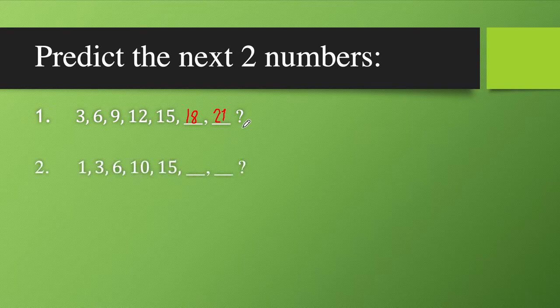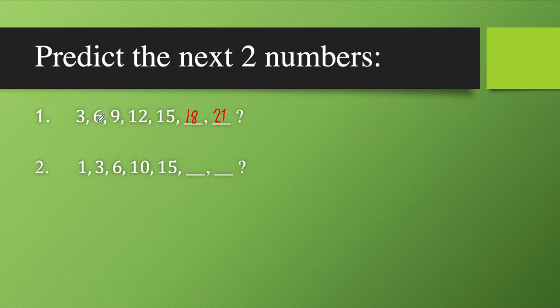Number two, maybe you can answer this. 1, 3, 6, 10, 15. Two blanks. You can pause the video. Okay, so what's the answer? The answer should be after 15. So we try to think of this. So we try to get the difference. Actually, how we get the next two numbers here, if you want to be very strict.